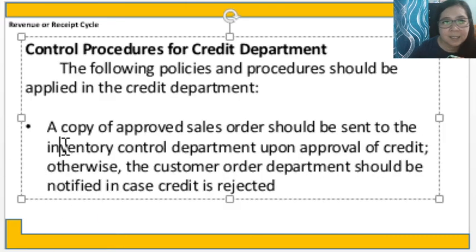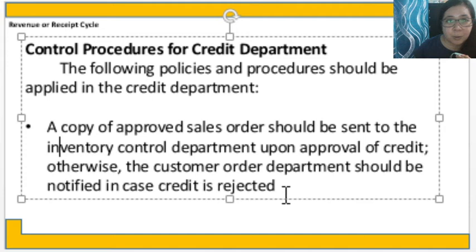Another is a copy of the approved sales order should be sent to the inventory control department upon the approval of credit. Otherwise, the customer order department should be notified in case credit is rejected. So, of course, once approved, the inventory control will be informed, because in this case, a release of the order will take place because the order was approved.